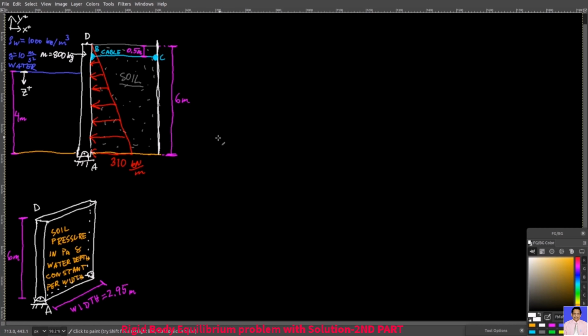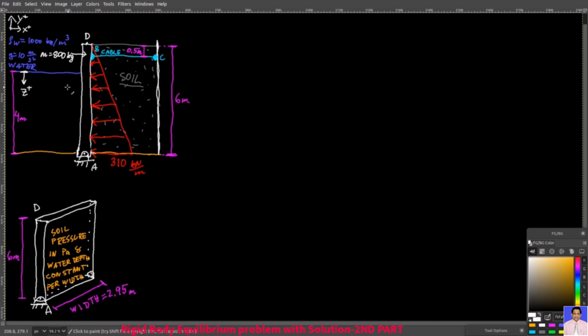I have a wall here. On the right of that wall, you have soil that exerts some kind of pressure on the wall. You can see it in the image per unit length. You see kilonewtons over meter. You can see that at point A, you have 310 kilonewtons over meter. The height of the wall and the depth of the soil are 6 meters both.